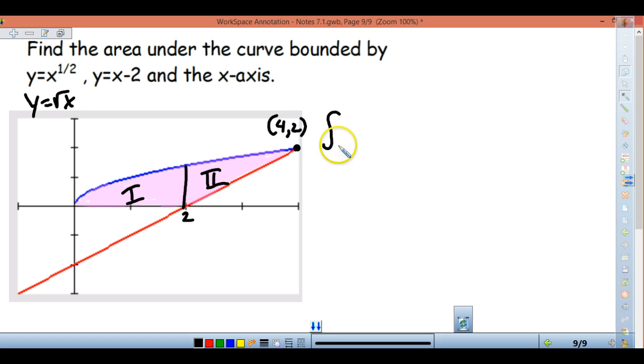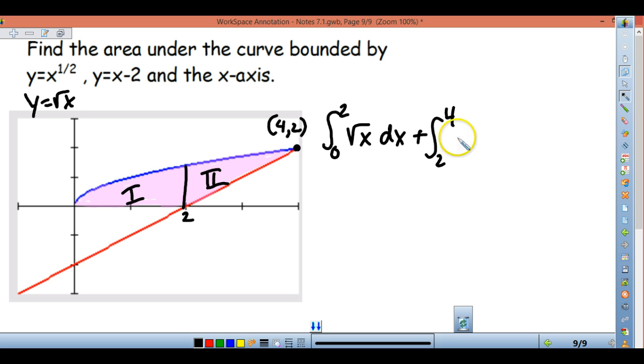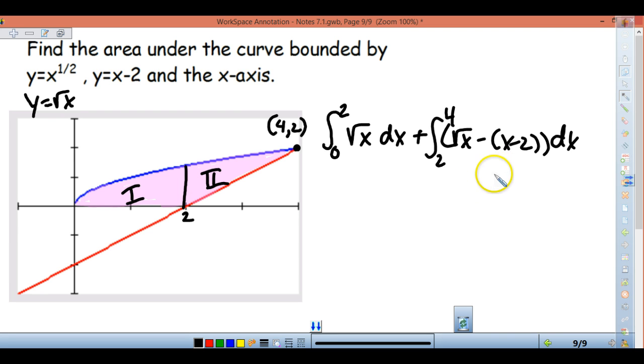So when I'm finding the area of region 1, I'm starting with a lower x boundary of 0 going up to 2. The square root of x being the upper bound, the bottom curve being 0, so I don't need to write minus 0, so just square root of x dx. Then region 2 starts at 2 and ends at an x upper bound of 4. It's going to be the square root of x minus (x minus 2) dx. Alright, so then if I go ahead and integrate this, I end up getting a total area of 3.333.